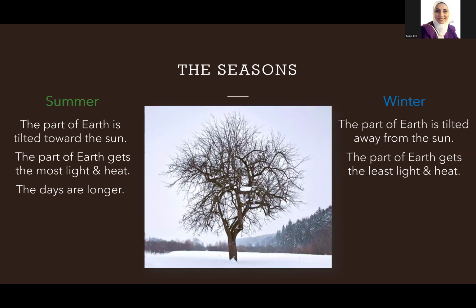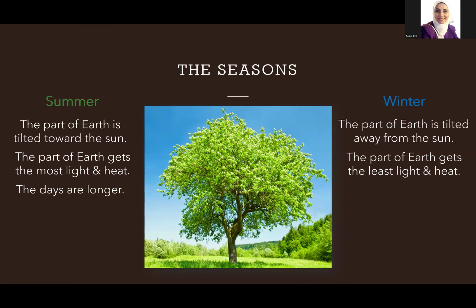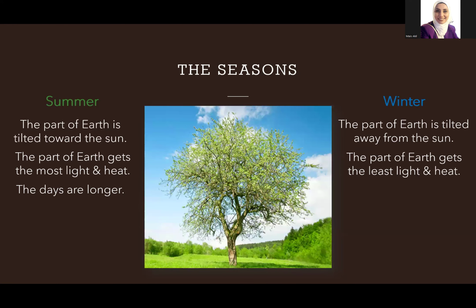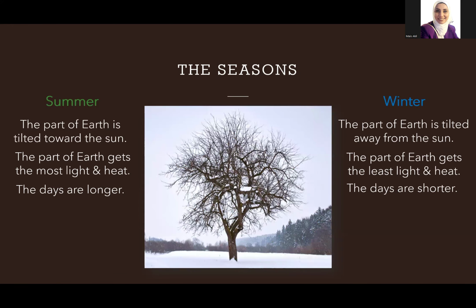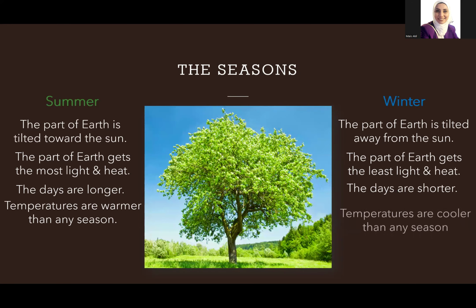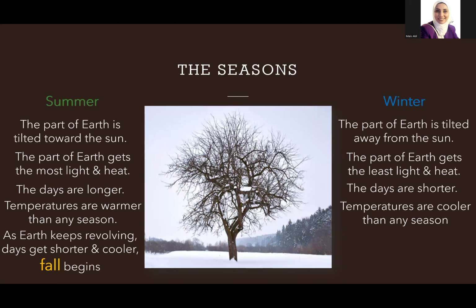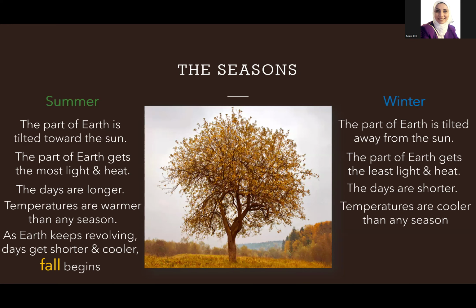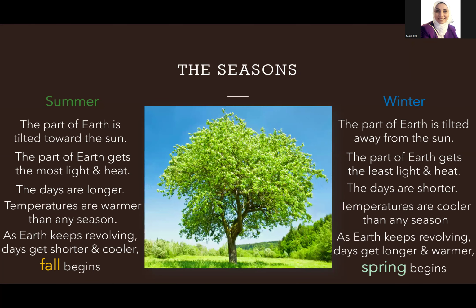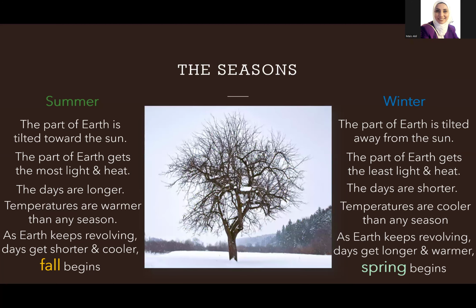The days are longer in summer. You know that the sun sets about 8 or 9 p.m., while in winter it's about 5 or 6. So the days are shorter in winter. And the temperatures are warmer than any season in summer, and temperatures are cooler than any season in winter. As Earth keeps revolving, the days will get shorter and cooler, then the fall begins. And as Earth keeps revolving in winter, days get longer and warmer, and then the spring begins.